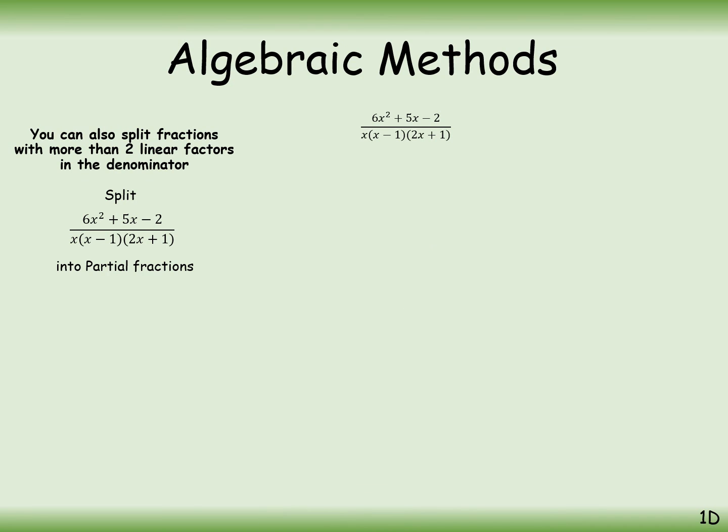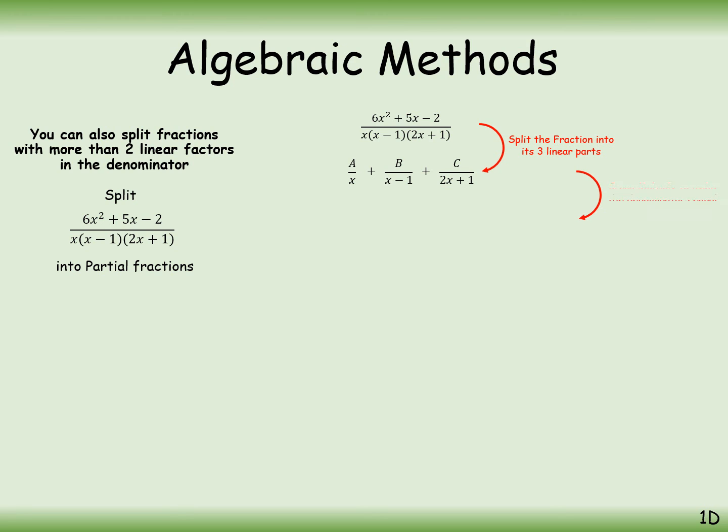Okay, so now let's look at this one here. Because of this denominator, we could write this as a over x plus b over x minus 1 plus c over 2x plus 1.